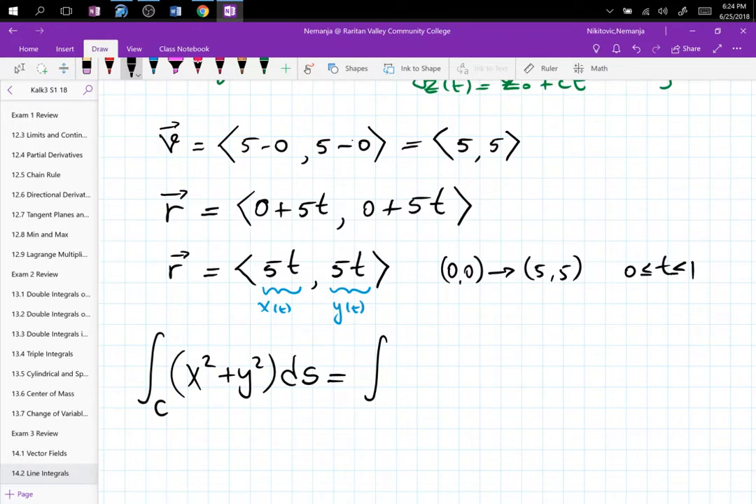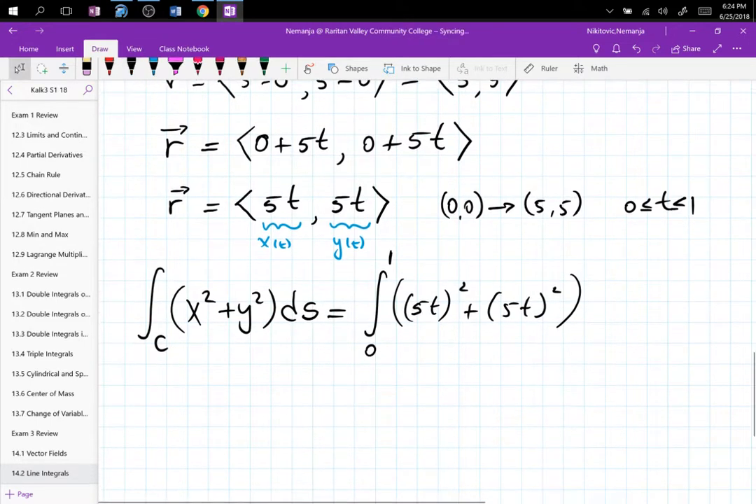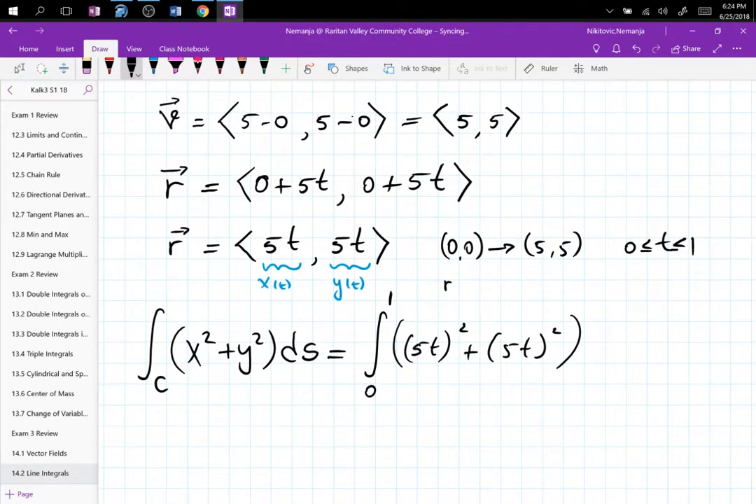So now, what do I have? I have x squared. Well, x is 5t, so that's 5t squared plus another 5t squared. This is 0 and 1 on limits. And now I need the magnitude of r prime. Well, I know that r prime is given as 5, 5 when you take the derivatives. So the magnitude of that one is going to be what?